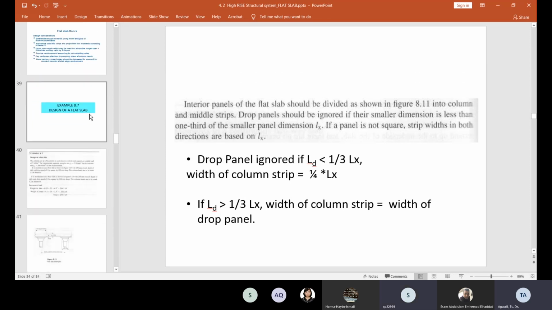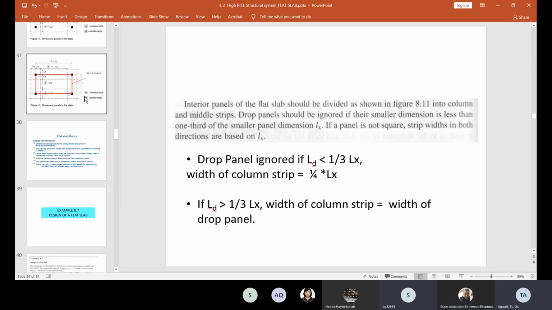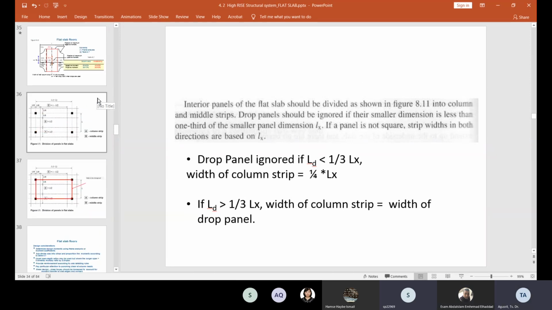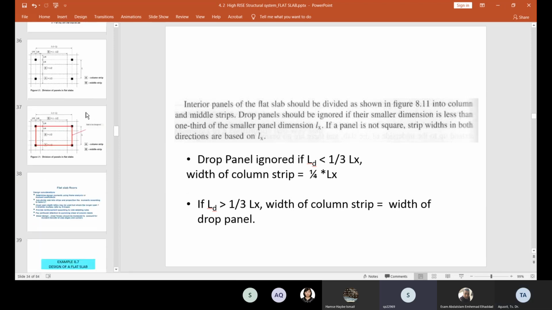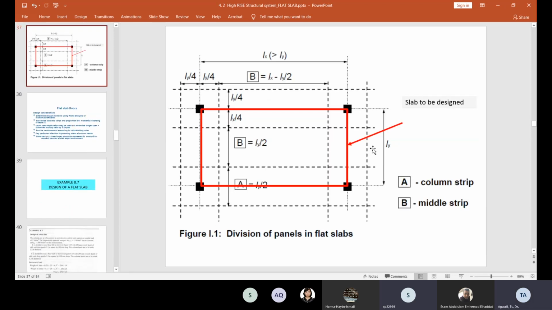Is it okay? It's okay, doctor. In the previous slide, the red line, which one do you refer to? This one, Lx more than Ly. We can find the width of the middle strip and the width of the column strip from this equation. That means B refers to the middle strip width.